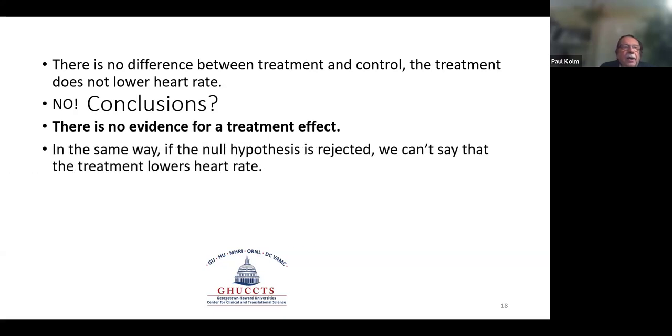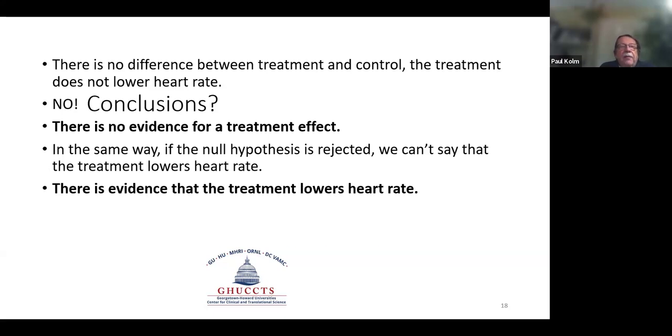On the other hand, if the null hypothesis is rejected, then we can't say that the treatment lowers heart rate. We'd have to say that there is evidence that the treatment lowers heart rate. Technically speaking, now obviously in published papers, they say that treatment lowers the heart rate. But technically what we have to say is that we have evidence that the treatment lowers heart rate.